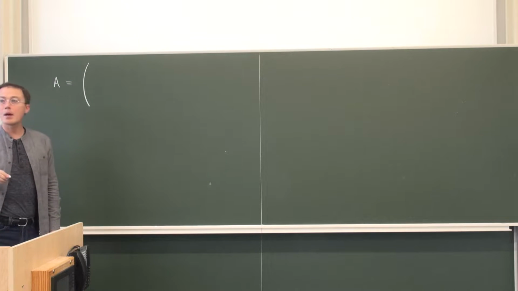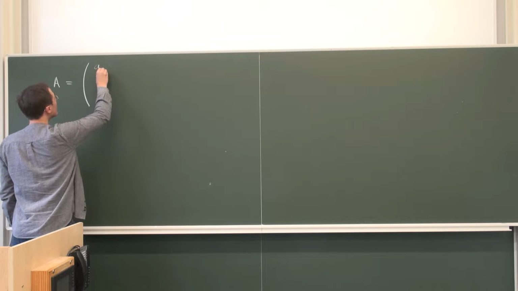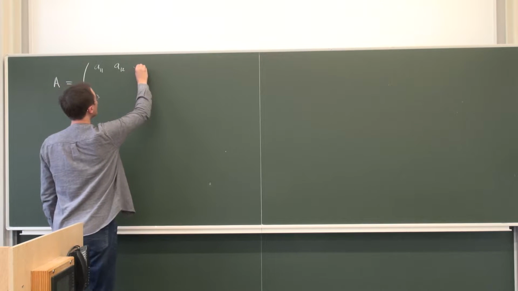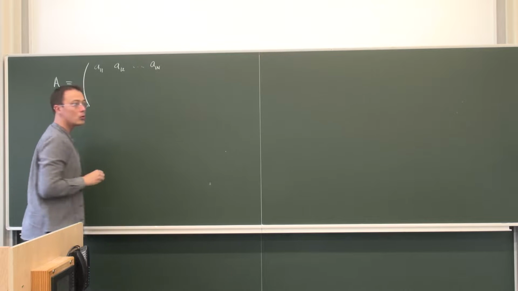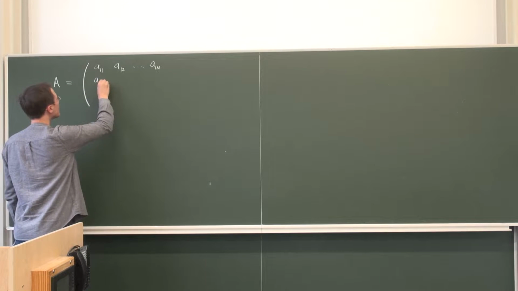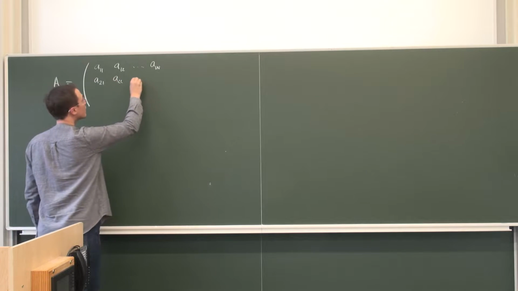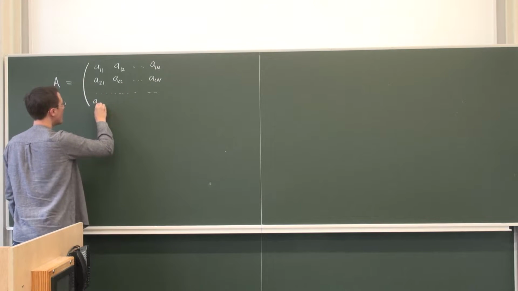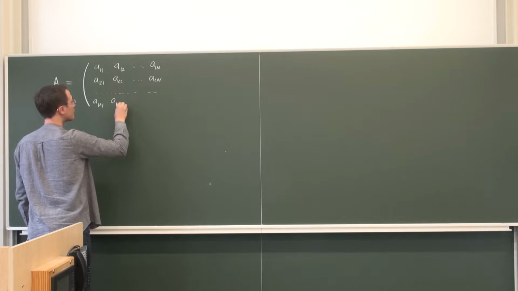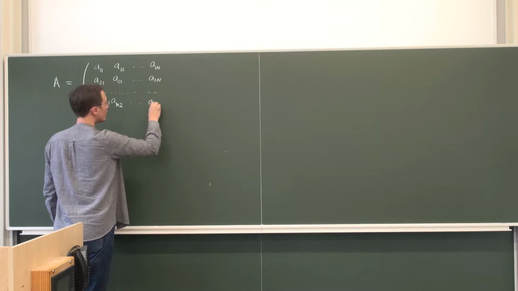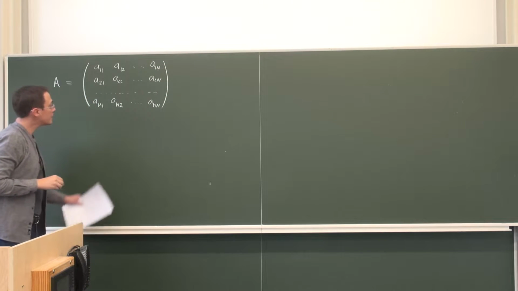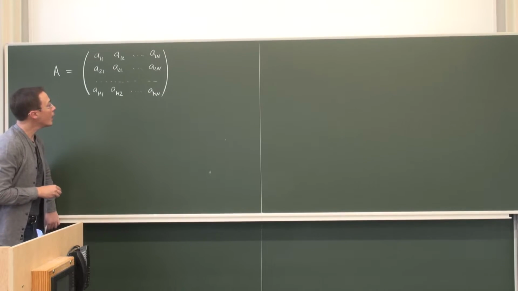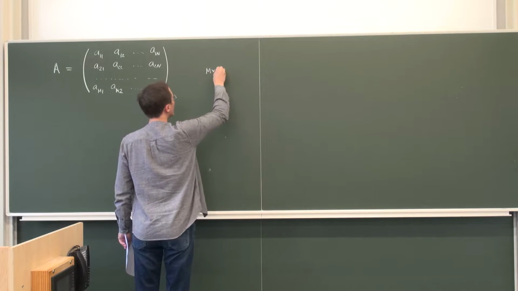We would typically number them by row and column. So if you have A, first row, first column, a_11. First row, second column, a_12. All the way to first row, nth column, a_1n. Then second row, first column, and so on, second row, nth column, and all the way to a_m1, a_m2, up to a_mn. And the matrix need not be square, so the number m can be different from the number n, and this is just called an m by n matrix.